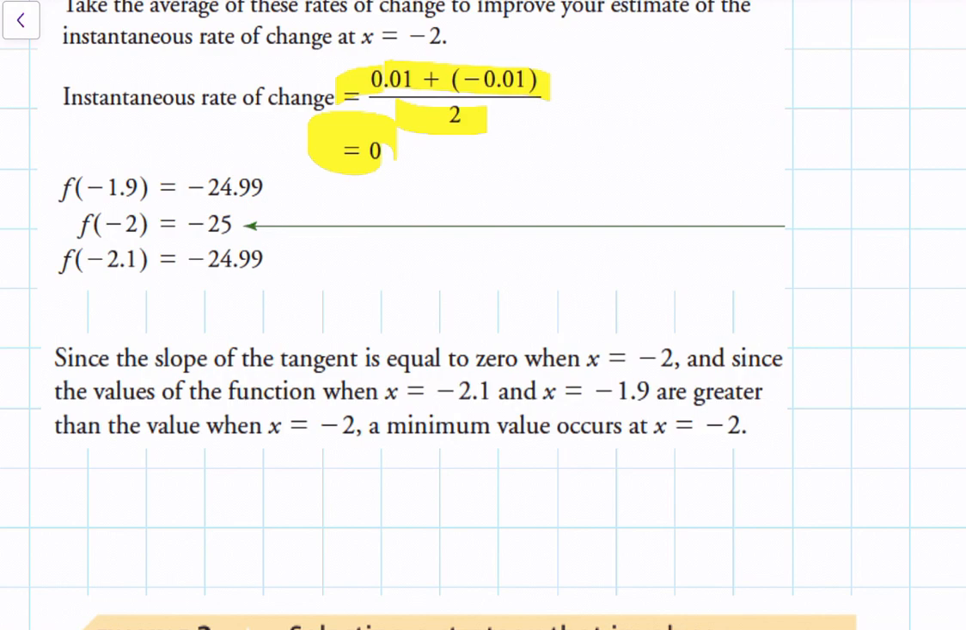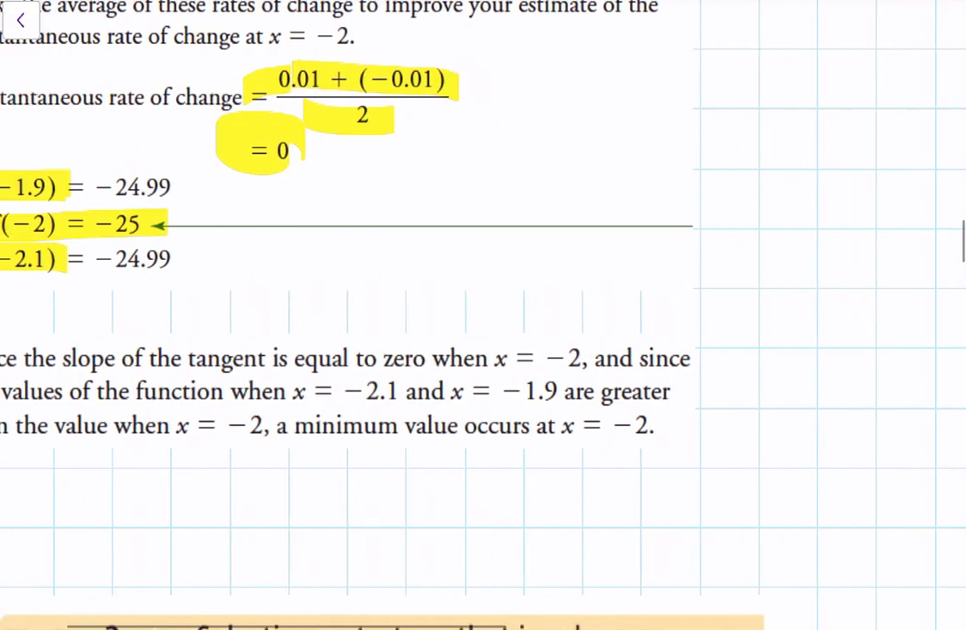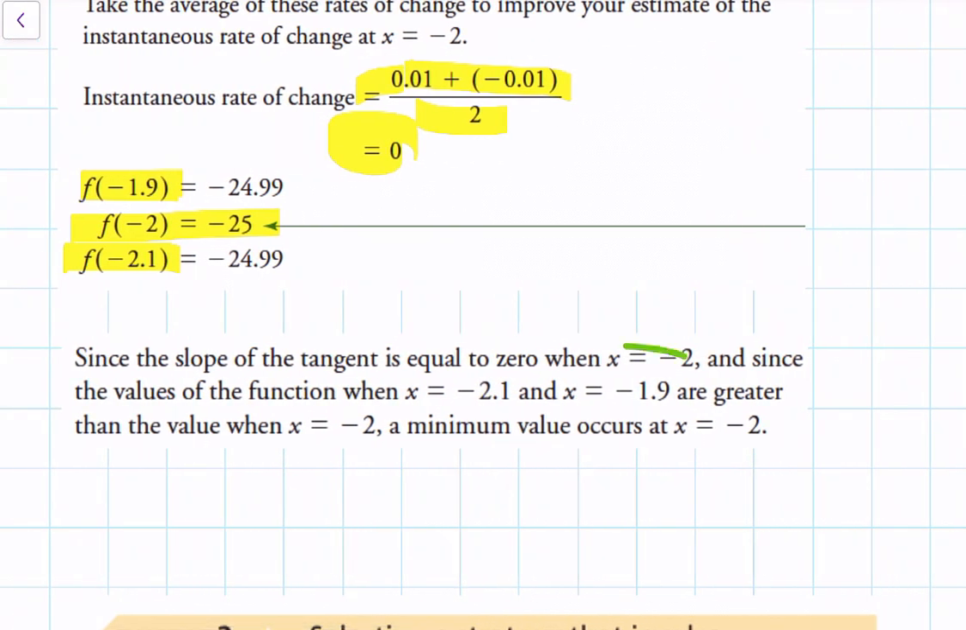And then we're going to find the y values at these points, one that's a little bit bigger, one that's a little bit smaller, and one at that point itself. And therefore, we then know that since the slope of the tangent is equal to 0 when x is equal to negative 2, and since the values of the function when x is equal to negative 2.1 and x is equal to negative 1.9 are greater than the value when x is equal to negative 2, a minimum value occurs at x equal to negative 2.